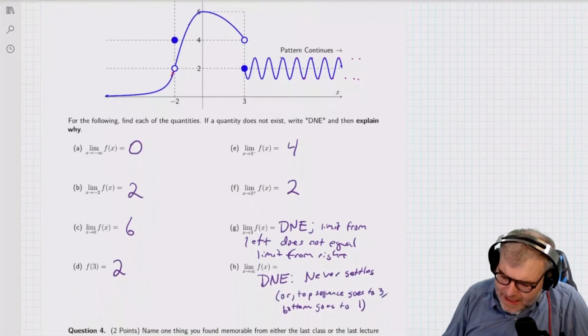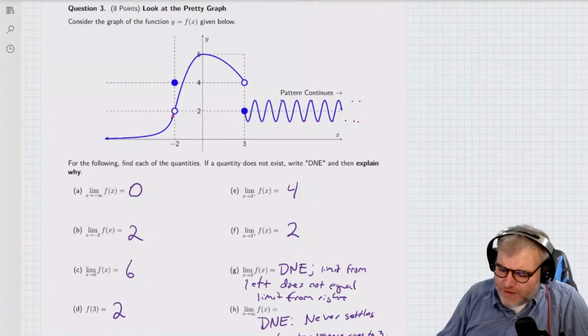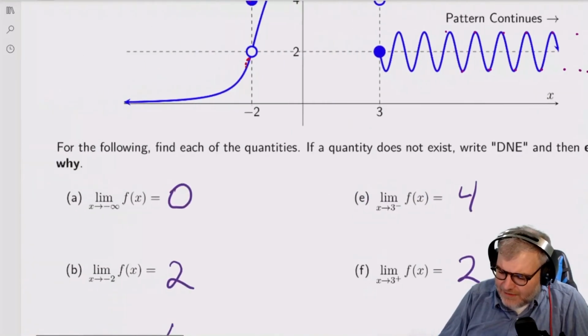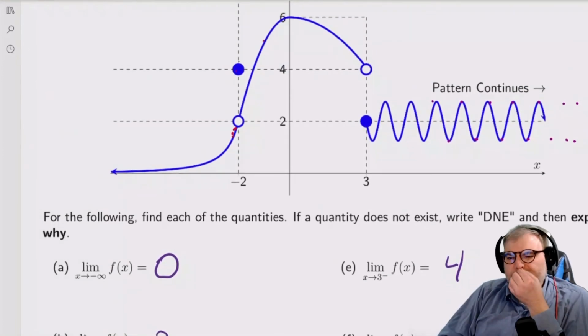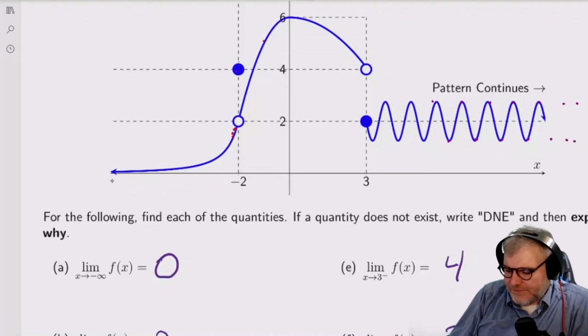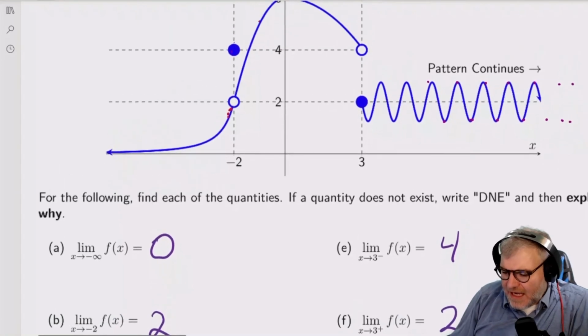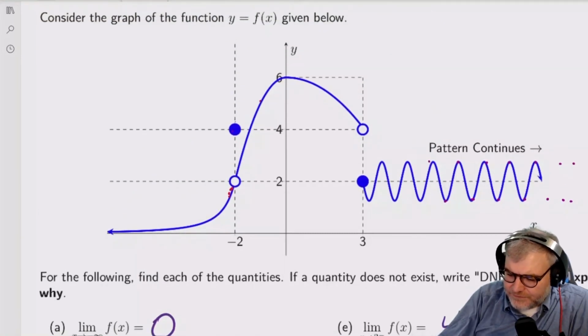For this one, as x goes to negative infinity, y goes to 0. One to five, how do we feel about part A on my pretty graph? As x goes to negative infinity, y is heading to 0. Now, as I go to negative 2, f is the function on the pretty graph.